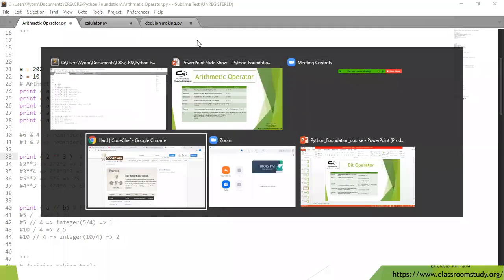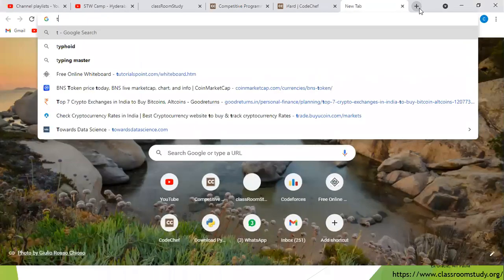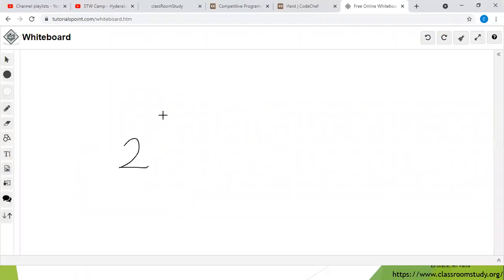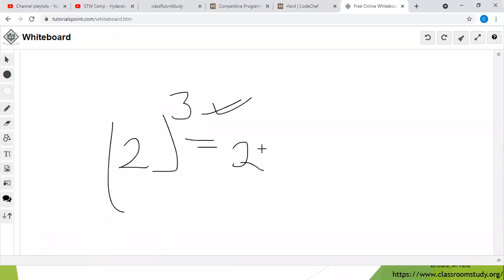Okay, let me open the tutorial board so that it's easy for you to relate. So I hope everybody knows this. 2 to the power 3. This is exponent. So what does this mean? 2 into 2 into 2. So the output is 8. Okay, I hope this is clear.